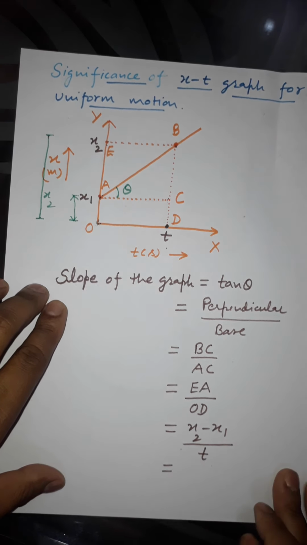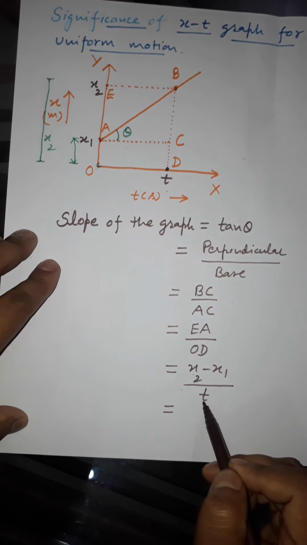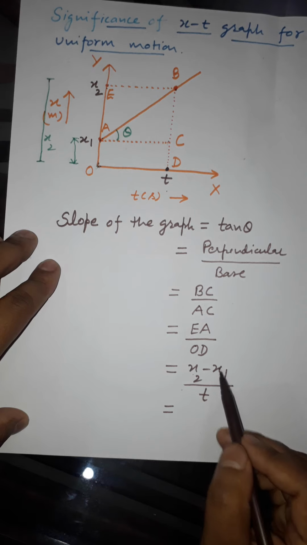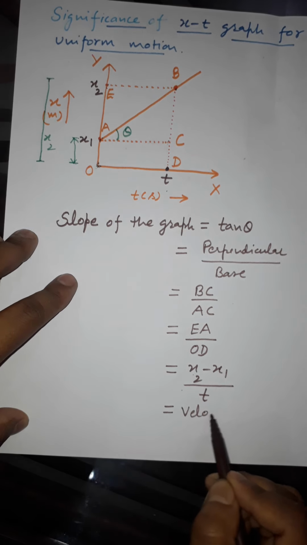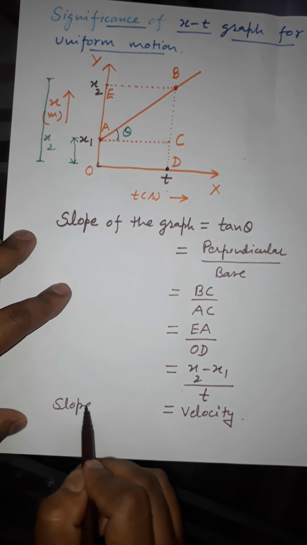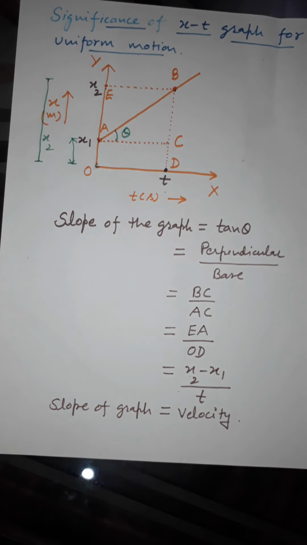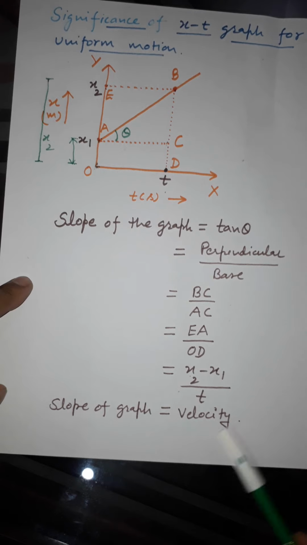That's all. Now, what we have here is net displacement x2 minus x1 over time, and distance over time, or displacement over time, will give us velocity. So finally we can write that the slope of the graph gives us velocity. So what is the importance or significance of the xt graph for uniform motion? That is, the slope of this graph gives us velocity. Keep that in your mind. Okay.